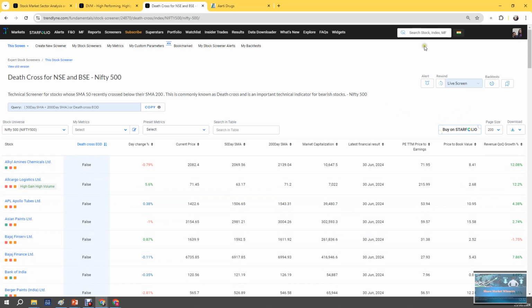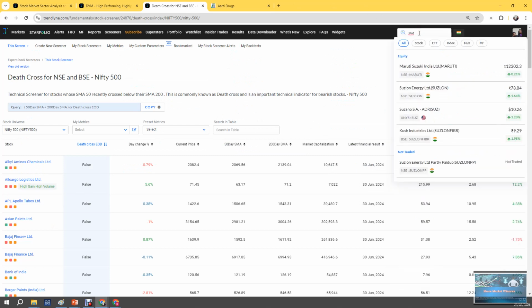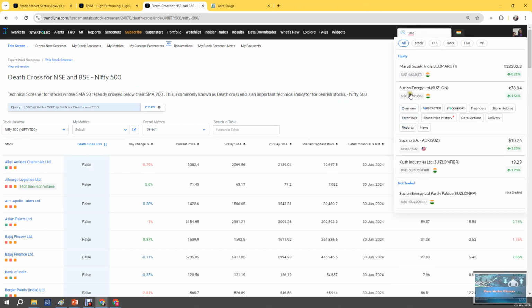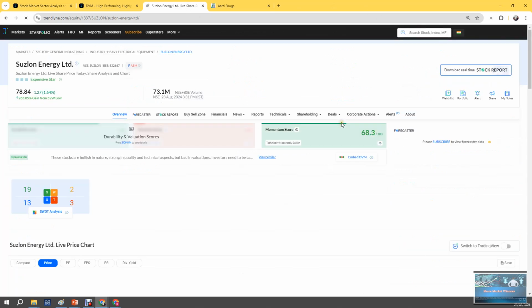Another question which you asked is, any company that you are aware of that keeps on selling their stakes? No, I'm not sure. Maybe Suzlon? I don't see Suzlon's stakeholders selling their stocks. Let's see.